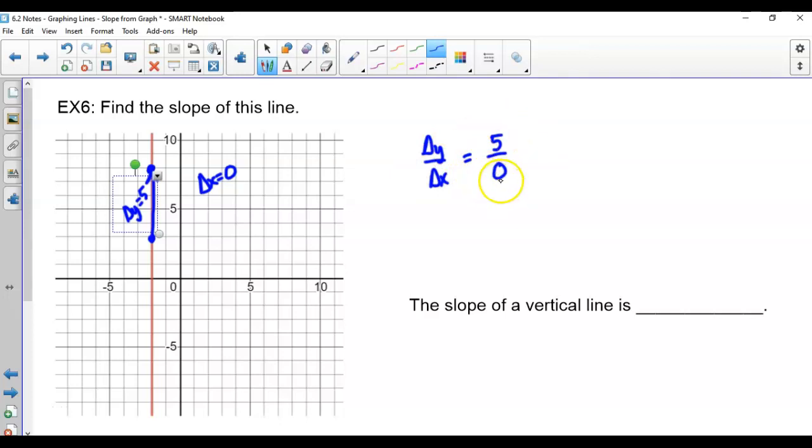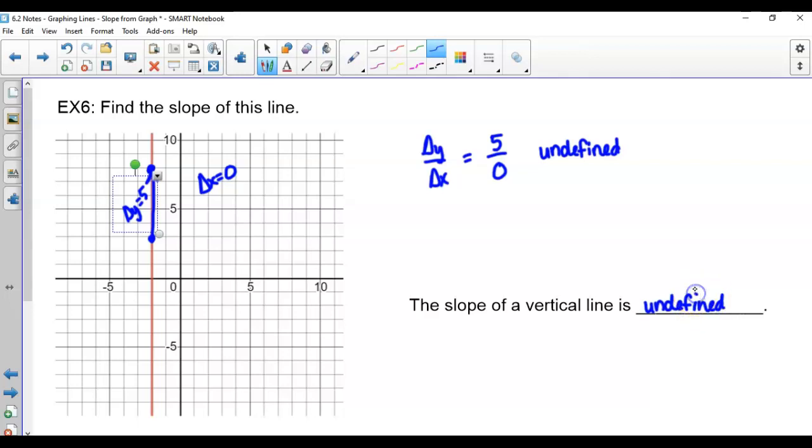Now, this gives us a problem right here because if you try to divide 5 by 0, you can't do it. You can type it into your calculator, you're going to get an error. This is what we call undefined. And you should have talked about this before, I think. If you haven't, let me know and we'll talk about it in class a little bit. So this is undefined here. So the slope of a vertical line is always undefined.